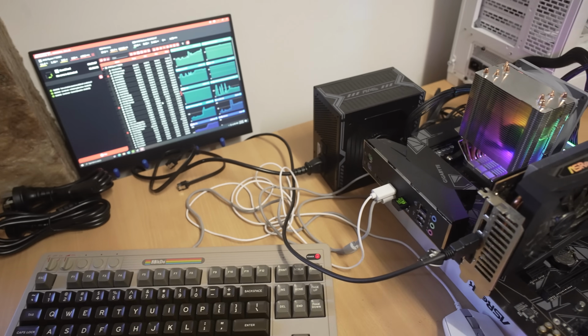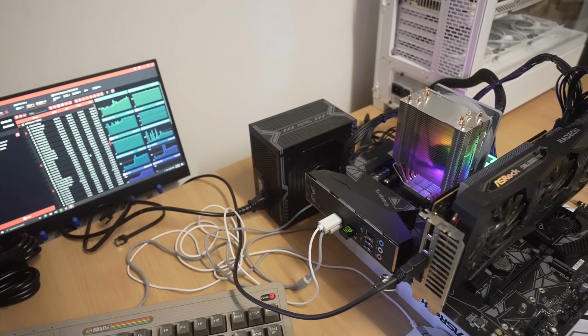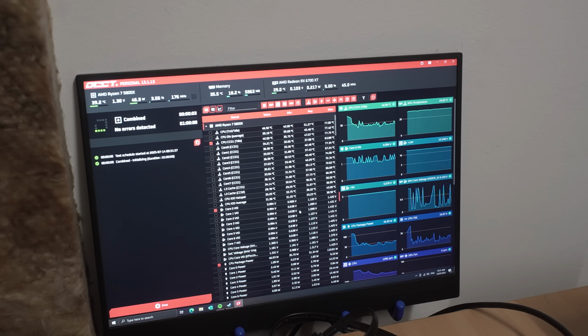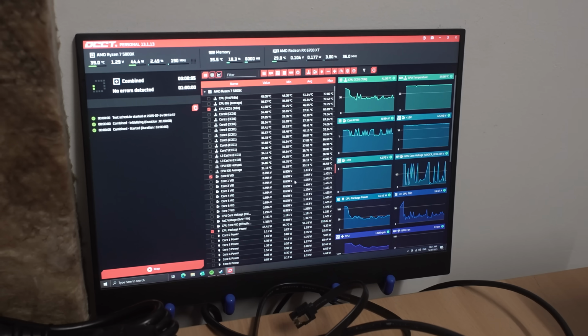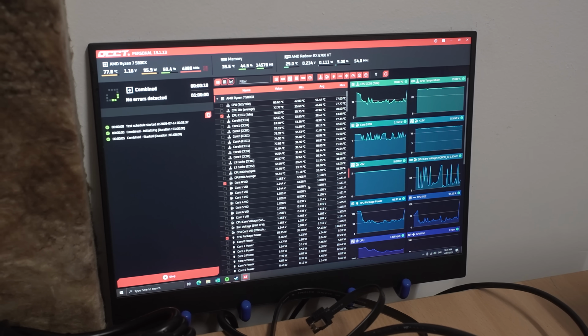So now this PC has passed the BIOS test, it's time to just run it in default settings. And what we're using here is OCCT stress test, and we're actually testing the whole front end. That's with the CPU, CPU plus memory, and then the memory as well as doing a LINPACK test on this. And we're gonna do this for 3 hours.